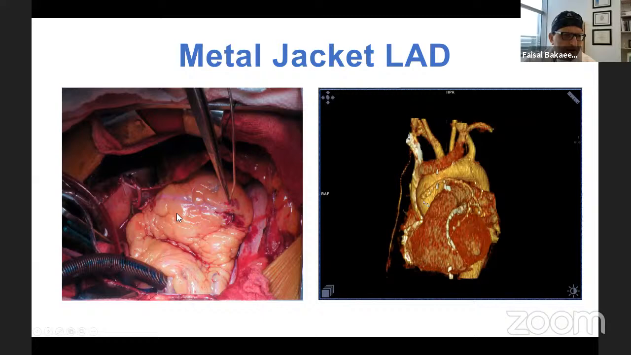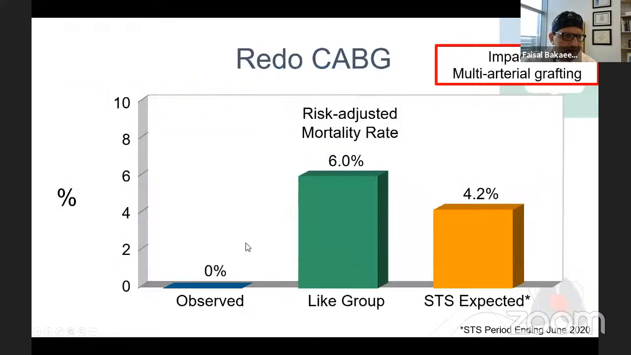Metal jacket, you're all familiar. This is an LAD that's basically carpeted from proximal to distal. This is the apex of the heart. This is the proximal. And there were stents all the way down to here. But those stents were not horribly stenotic. So you could do an endarterectomy and open it up and remove all the stents, or you could go beyond the stents, and that's what we did in this case, and we put a LIMA to LAD all the way down, and that on the right side is a 3D reconstruction to show you that that LIMA is still open to the apex of the heart.